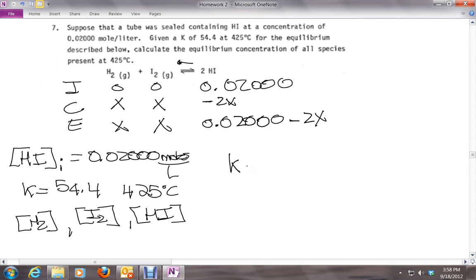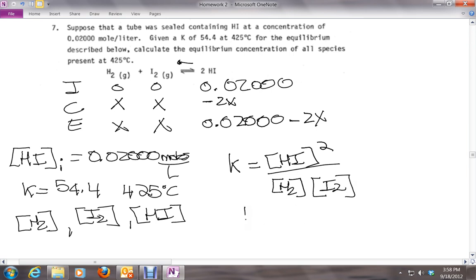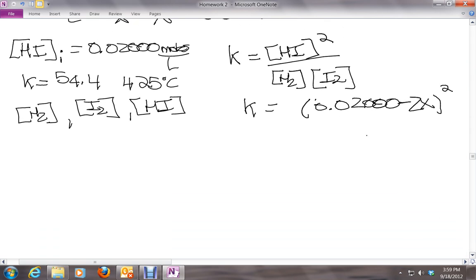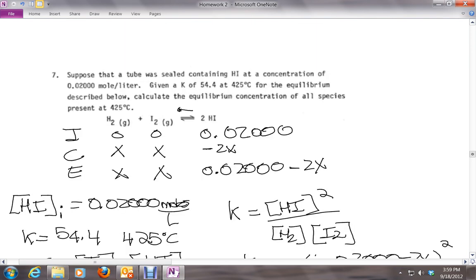So let's write the expression for the equilibrium. It's going to be the concentration of HI squared divided by the concentration of H2 multiplied by the concentration of I2. The concentrations of both H2 and I2 are identical and equal to x. On top is going to be the concentration 0.02000 minus 2x, squared. And here would be x multiplied by x. Let's plug in our values. The K value is going to be 54.4.